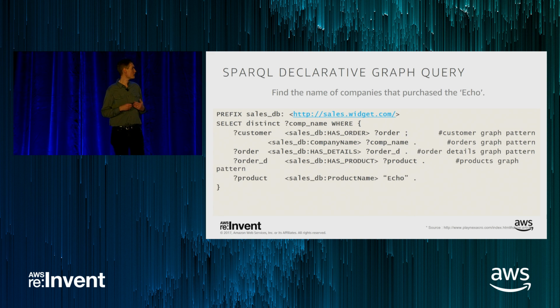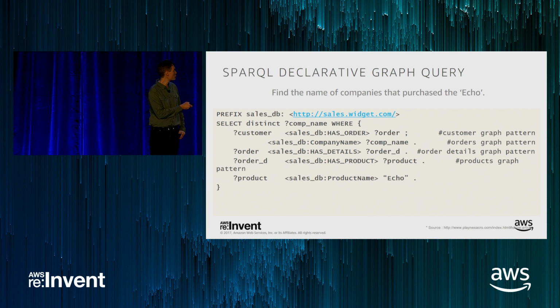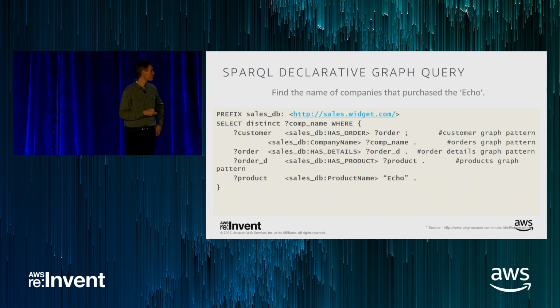Now if we look at it in SPARQL, SPARQL is the declarative graph query language for the RDF model. You'll see something that's a little bit similar, but rather than having these joins, we're expressing triple patterns, and the triple patterns have shared variables. And that's how we express the same kind of graph pattern. And so in SPARQL, this question mark syntax represents a variable.